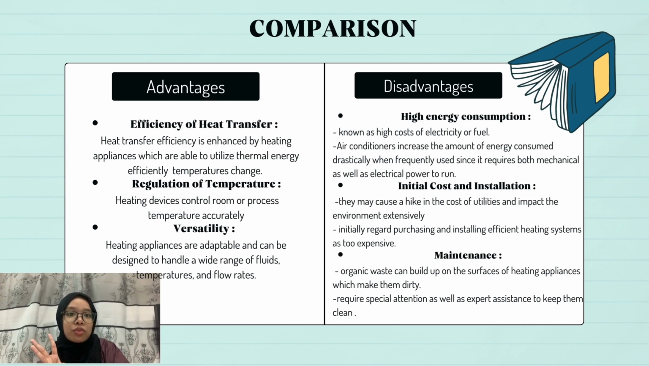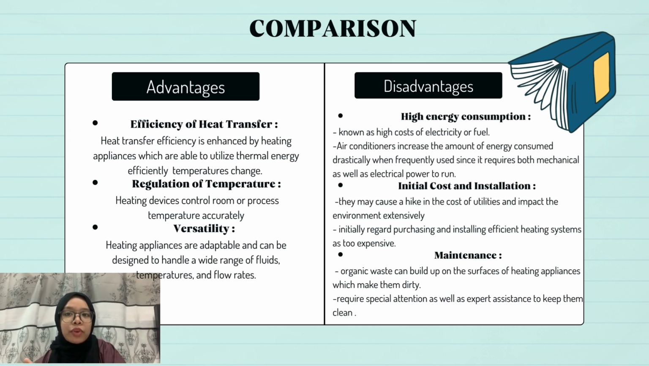The third advantage that we share is versatility in heating appliances. Heating appliances are true chameleons. They are very varied in shapes and sizes, from compact units for small rooms to powerful systems that cater to expansive industrial spaces. Whether powered by electricity, gas, or oil, they are designed to handle a wide range of fluids, temperatures, and flow rates. This adaptability makes them indispensable across diverse applications, providing tailored solutions whenever heat transfer is needed.